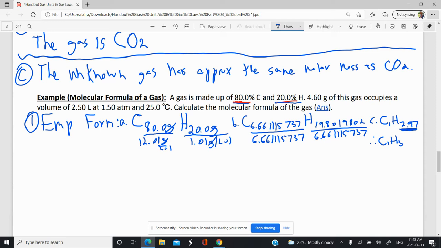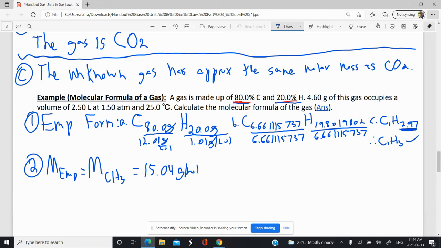Great. Our next step is let's find the molar mass of the empirical formula. So the molar mass of the empirical formula is equal to the molar mass of CH3, which is equal to 12.01 plus 3.03, because there's 3 hydrogens there, 15.04 grams per mole. So we have our empirical formula. We have our molar mass of our empirical formula. Now we need the molar mass of the molecular formula.